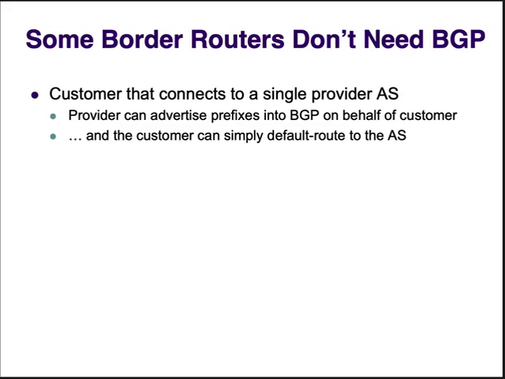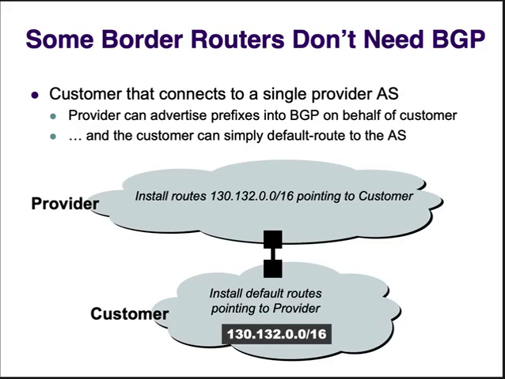So in that case, what we're going to do is say that the provider is going to advertise the prefix on behalf of its customer. And the customer is simply going to have a default route that says, for all addresses not in my autonomous system, just go to my provider.